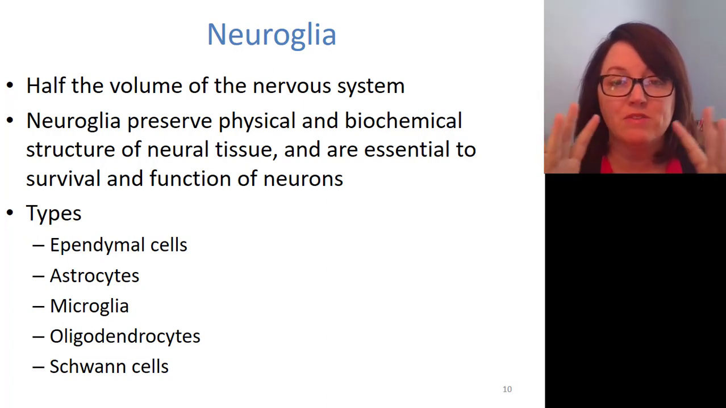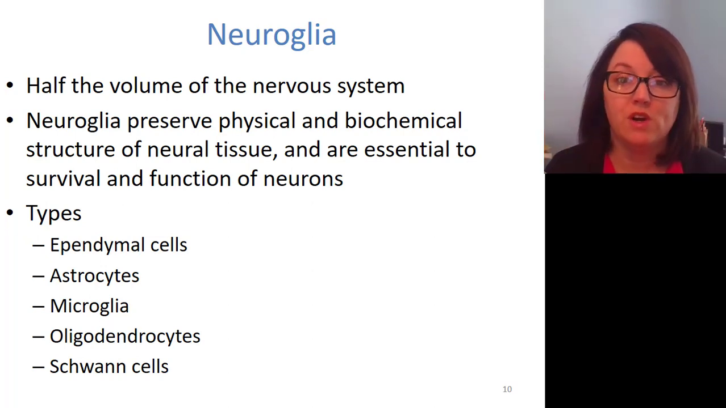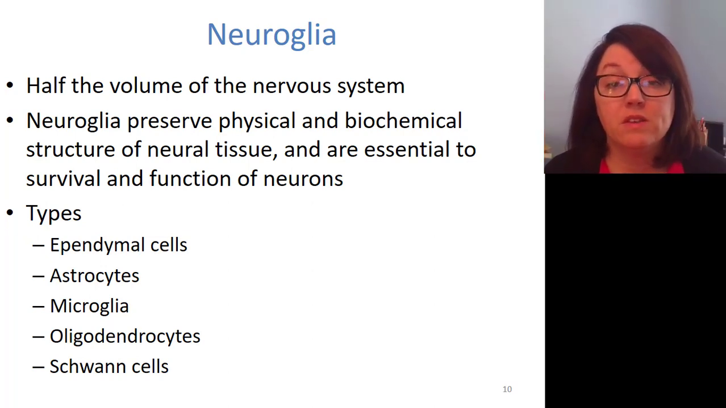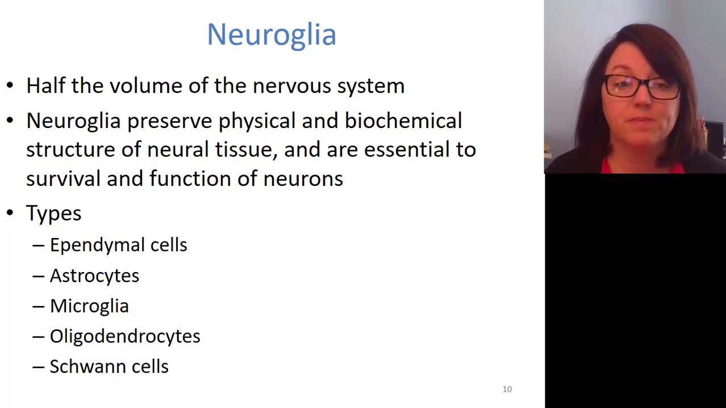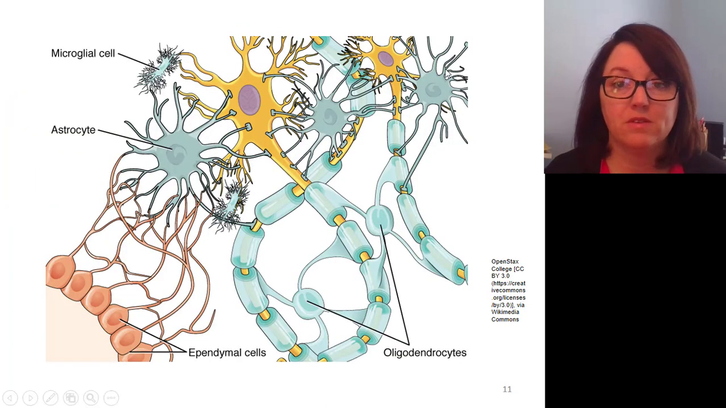Right? I sometimes think of them as little slaves to the neurons. They have to make sure everything is perfect for the neurons, and they're essential for the function and survival of neurons. There are 5 different types of neuroglia that we're going to take a look at: ependymal cells, astrocytes, microglia, oligodendrocytes, and Schwann cells. So let's take a look at a picture of some of these things.